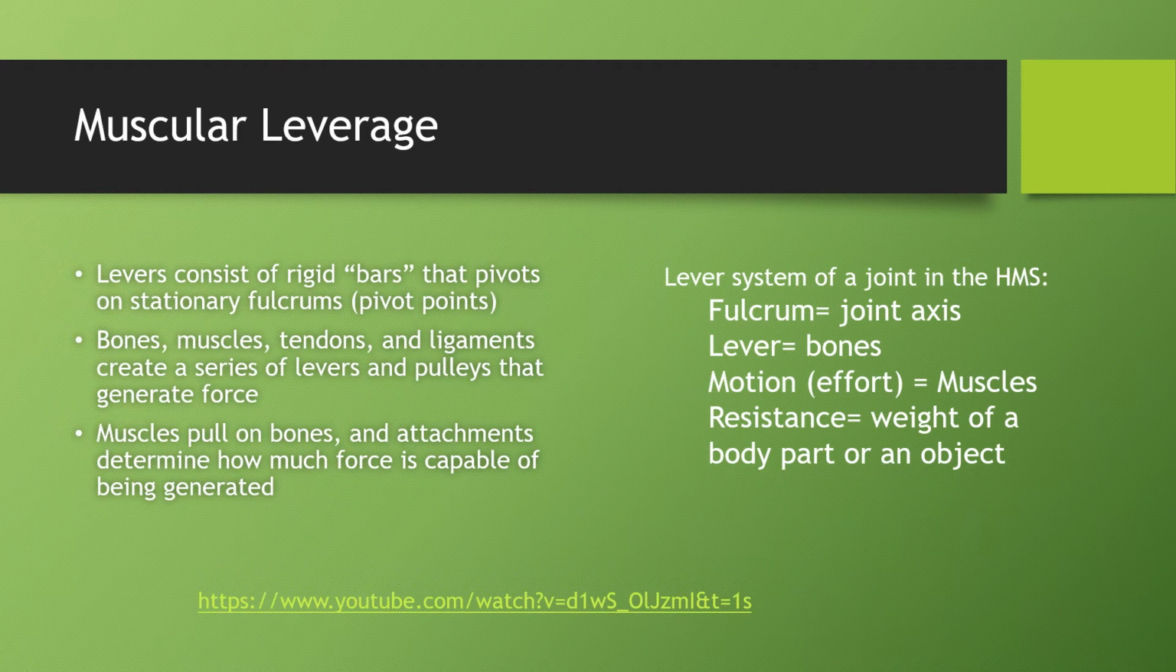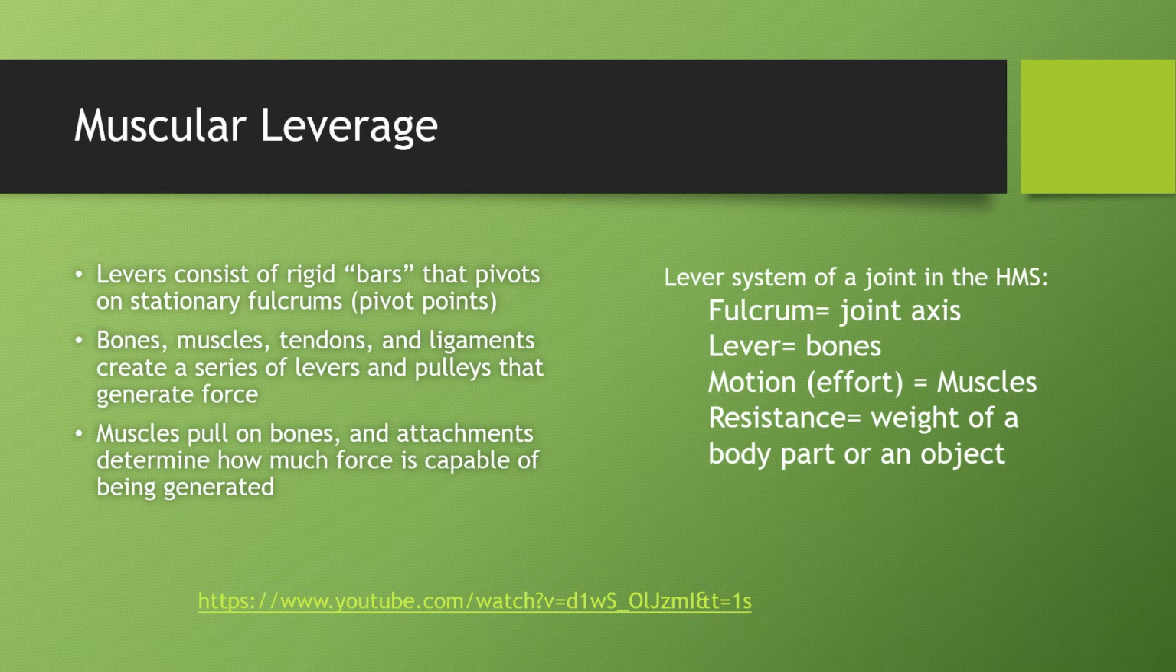Motion often uses the principles of levers, so understanding muscular leverage is an important concept of biomechanics. A lever is a rigid bar that pivots on a stationary fulcrum or pivot point. Within the body, bones, muscles, tendons, and ligaments create a series of levers and pulleys that generate force. Muscles pull on the bones, and different muscular attachments determine how much force is actually capable of being generated.